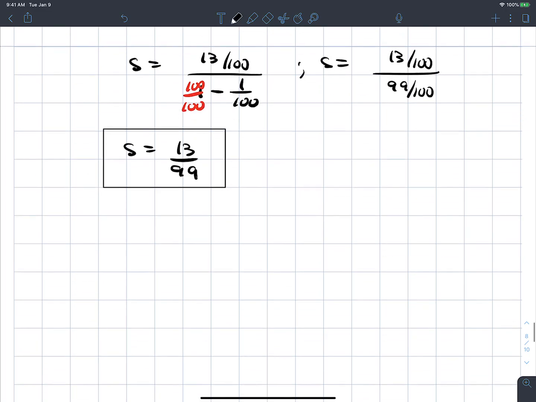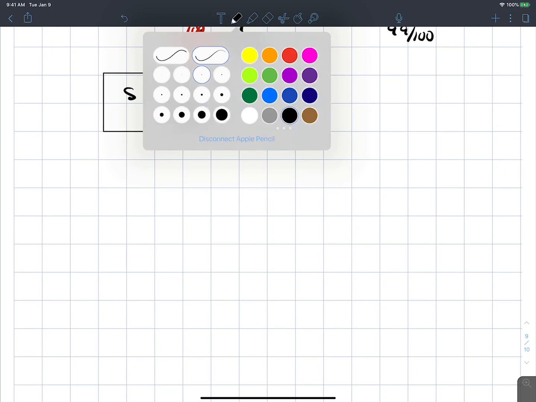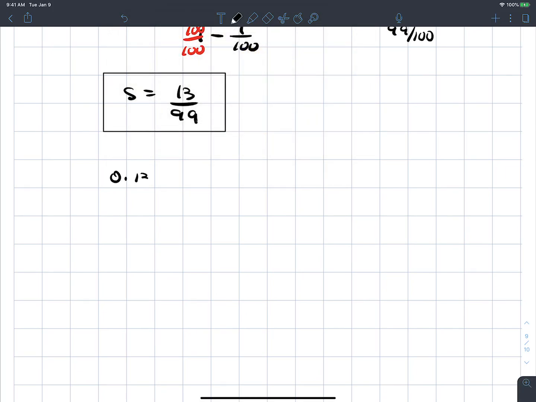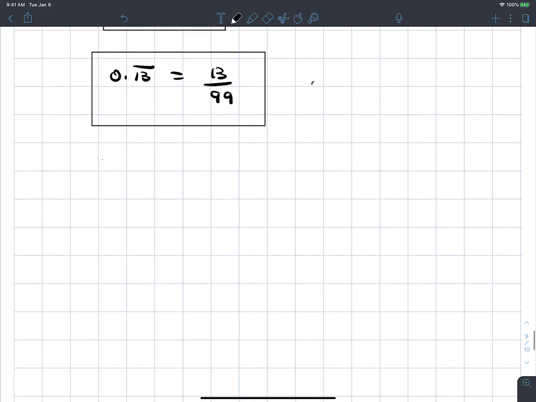And so here's what this means, right? Stop and think again. 0.13 with that line over it is equivalent to 13 over 99. We wrote this non-terminating decimal as a fraction, right? 0.13131313 forever is really the fraction 13 over 99.